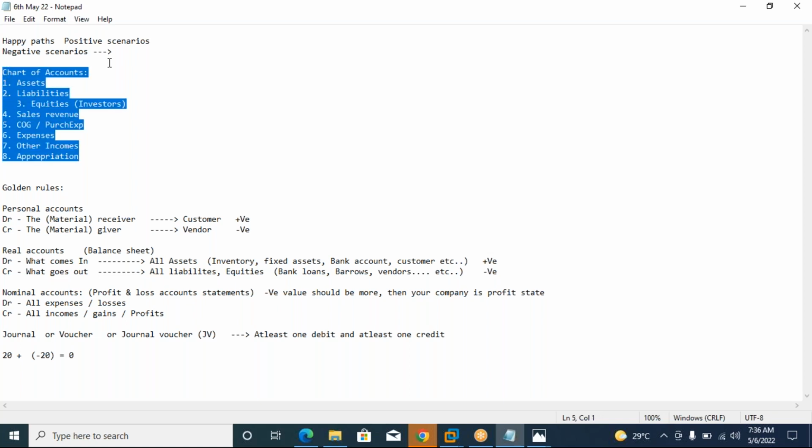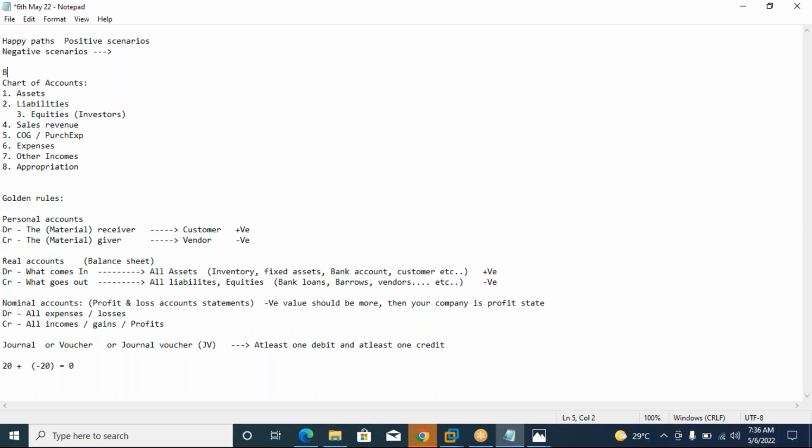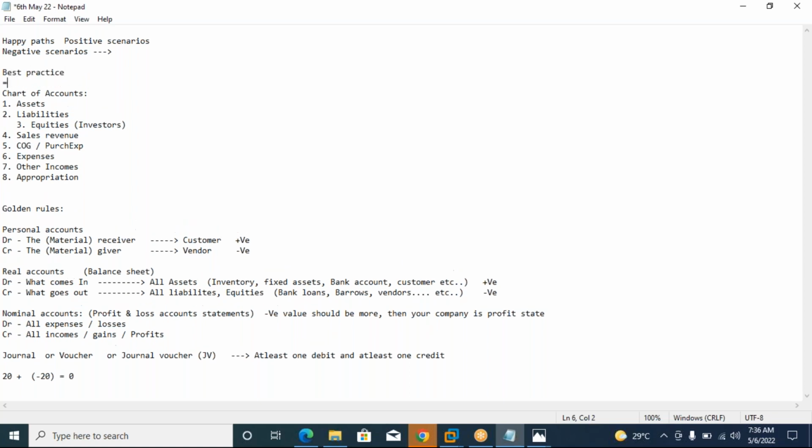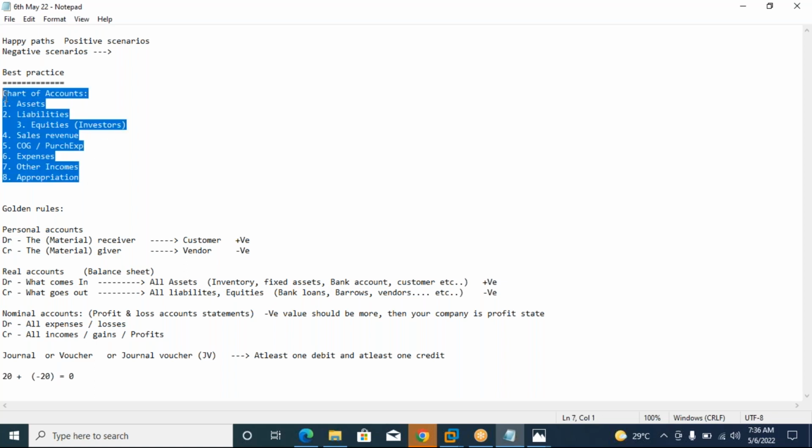This is best practice. Understood? Microsoft is proposing you can use 1 assets, 2 liabilities, 3 equities, 4 sales revenue, 5 cost of goods or purchase expenses, 6 expenses, 7 other incomes, and 8 appropriation. Let me show in the system.